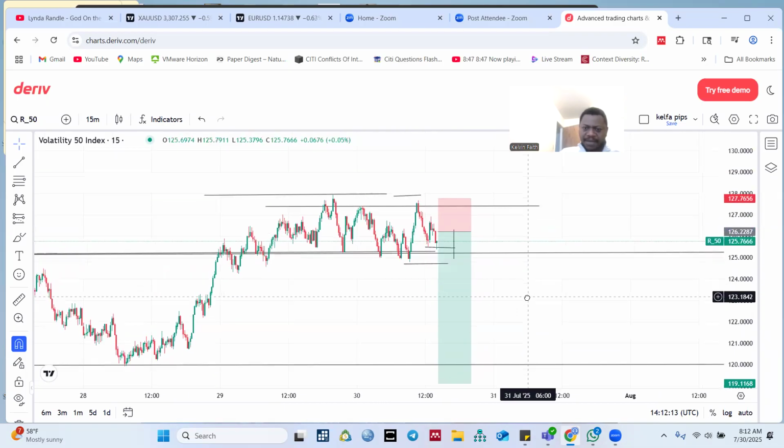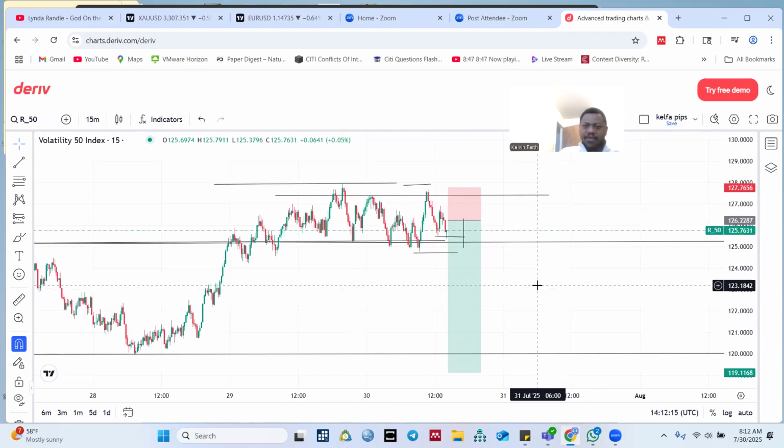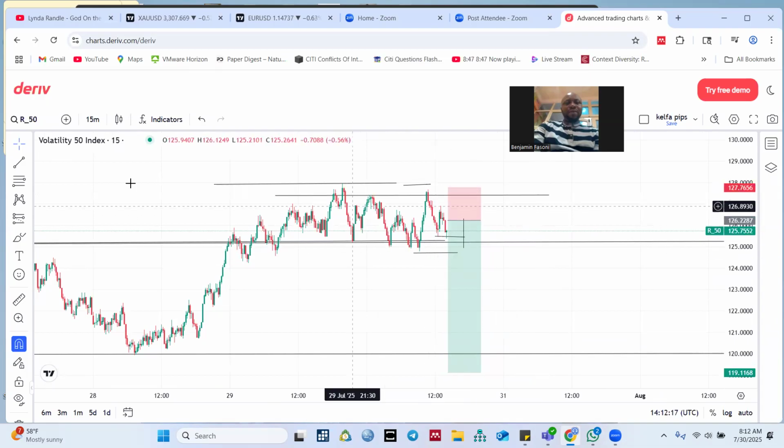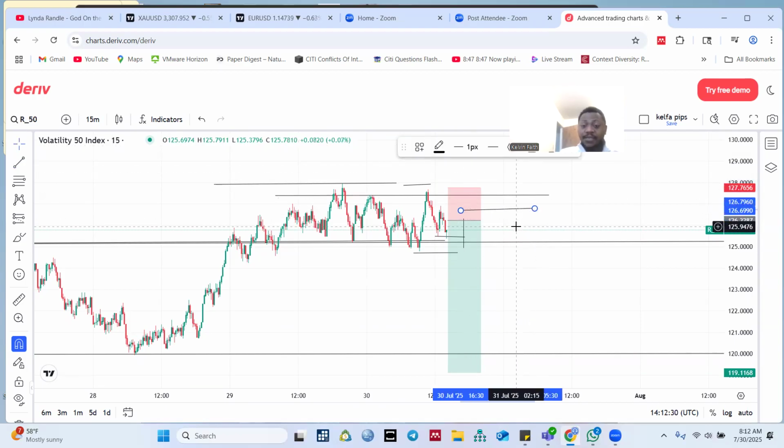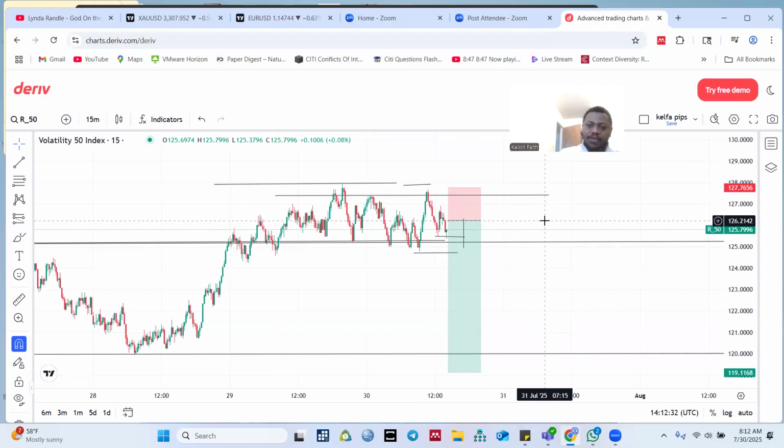You make a lot of money from this. Until price sweeps up here, we are good. If it takes all these ones out, then it means at this stage we have accepted that our analysis is wrong. That is the meaning of stop loss.